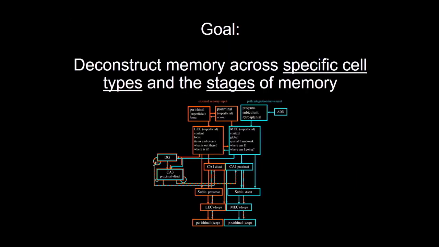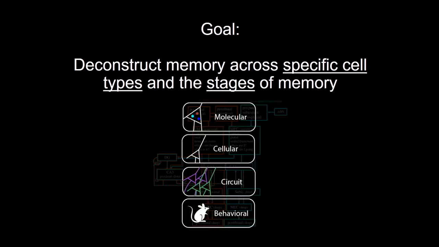Ultimately, this helps us get to the goal that I stated at the beginning of my talk, trying to understand memory across specific cell types and stages of memory by taking higher order behavioral and systems levels models and being able to deconstruct them according to underlying mechanistic principles.